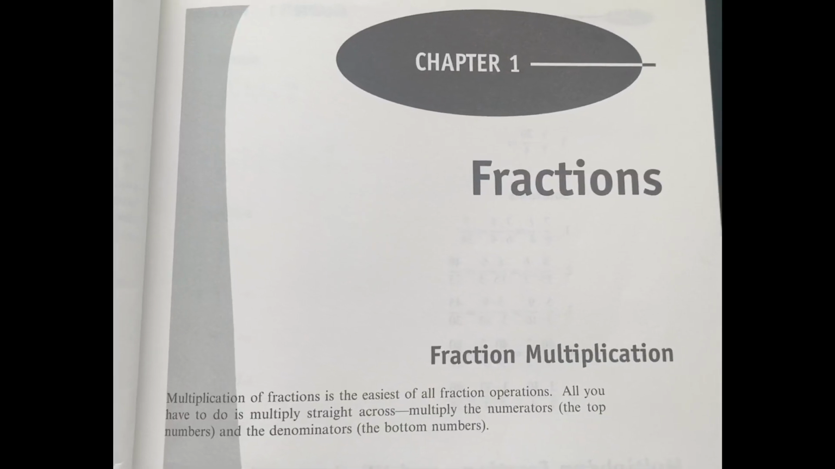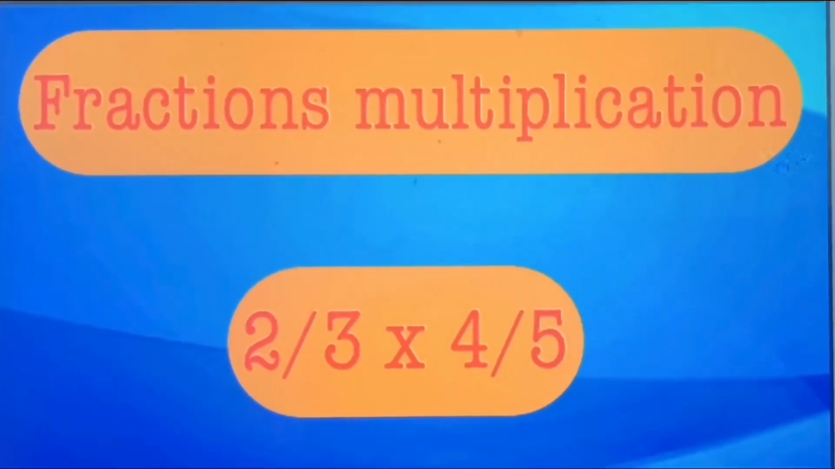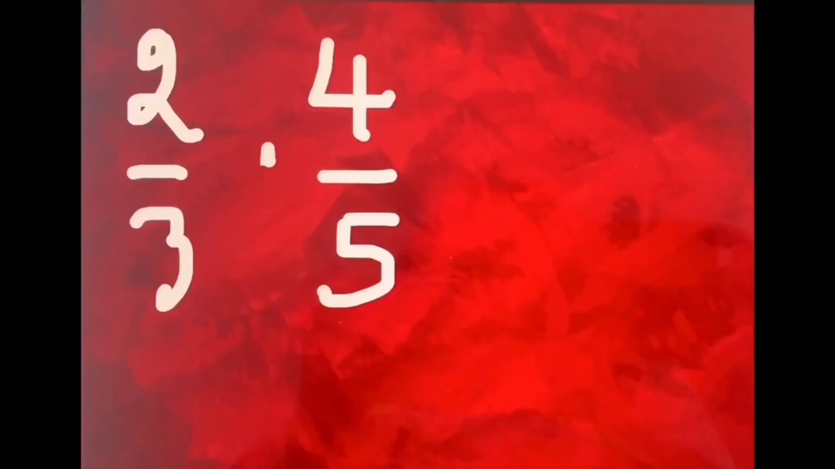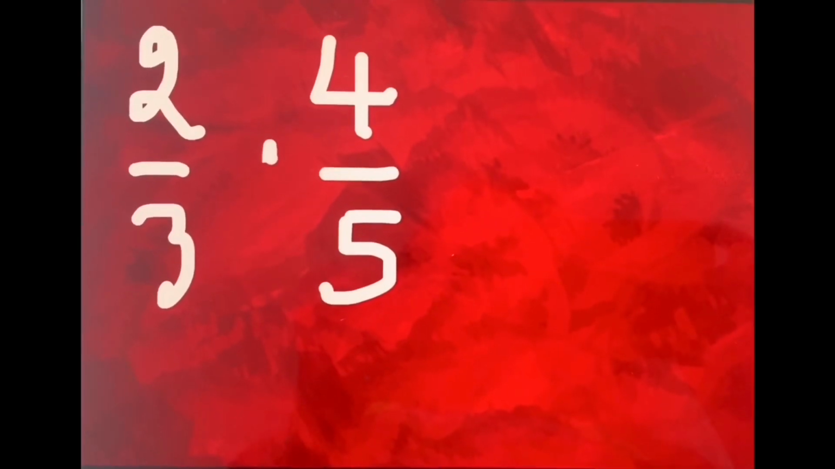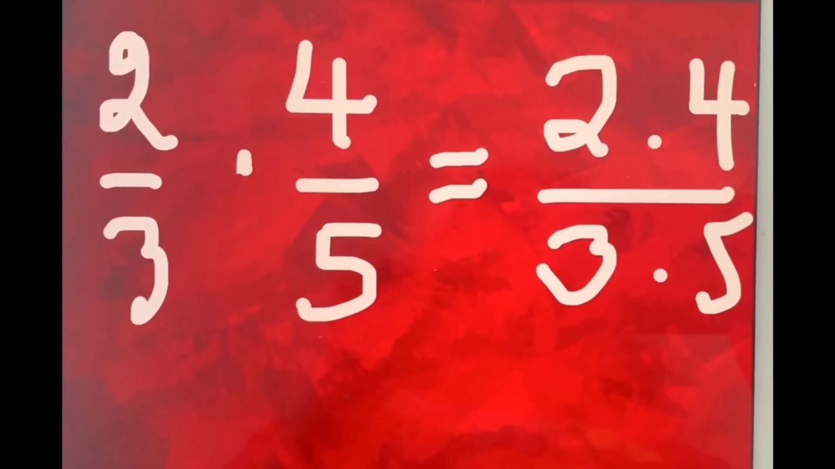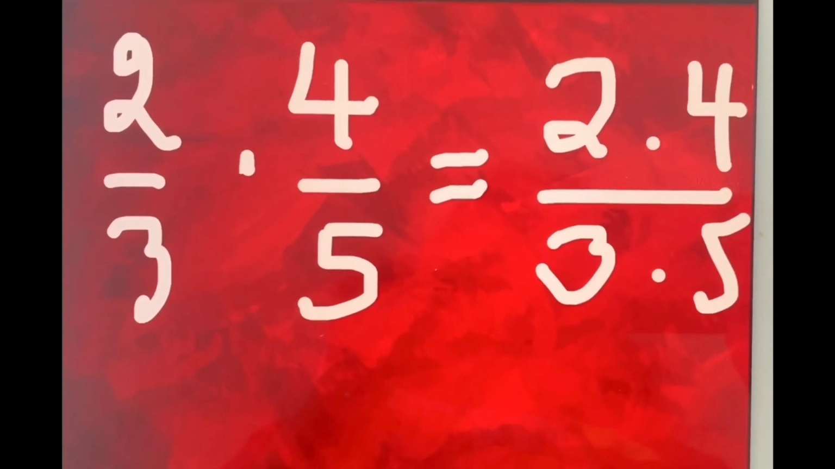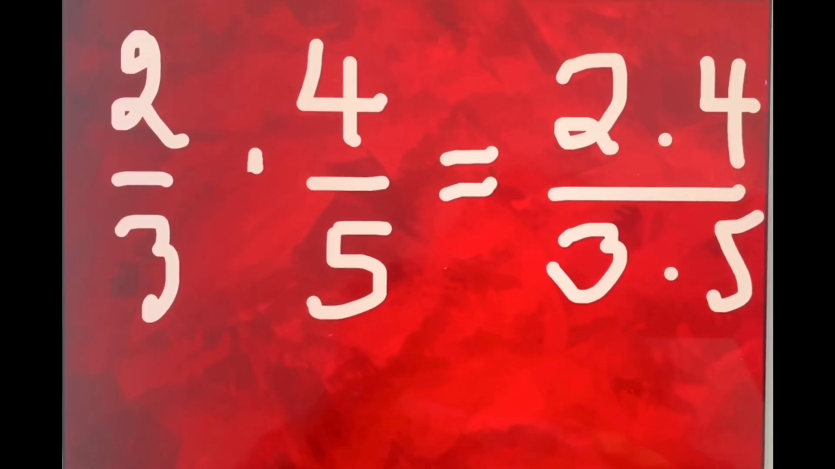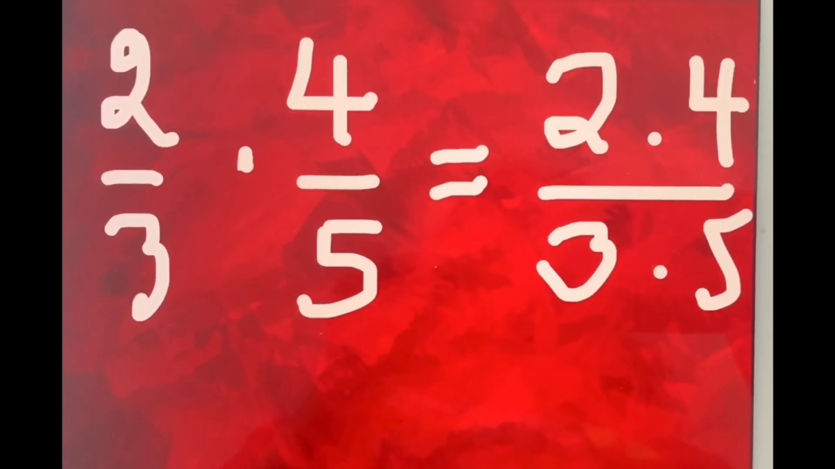Let's start with fractions. Fractions multiplication. All you have to do is multiply straight across. Multiply the numerators, which are the top numbers, and the denominators, which are the bottom numbers.